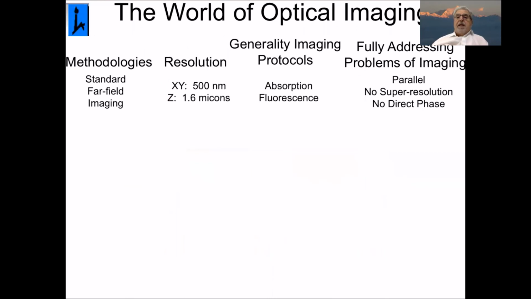So the world of optical imaging, as it stands with a standard optical microscope, is that you have 500 nanometers in X and Y. You have much worse in Z. You can do absorption, you can do fluorescence, and the whole imaging operation is parallel, which is really one of the exciting things about optical microscopy with a lens. But there is no super resolution, and there is no direct phase that is obtained.